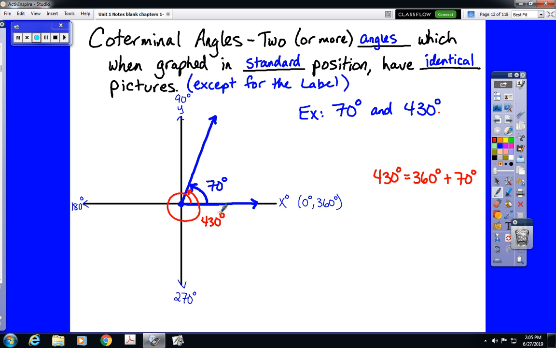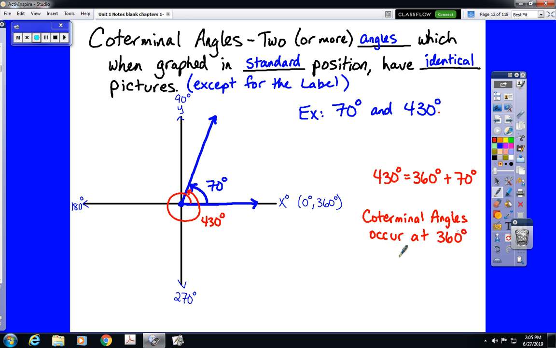So notice that coterminal angles occur at 360-degree increments.